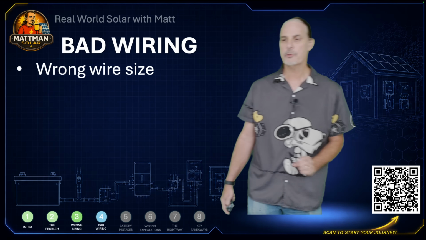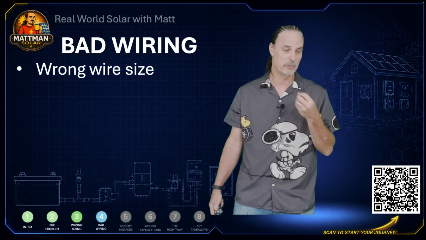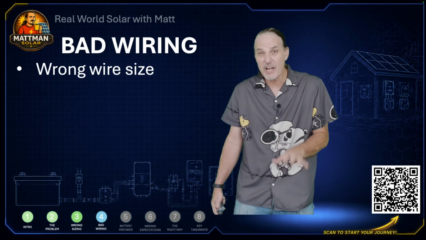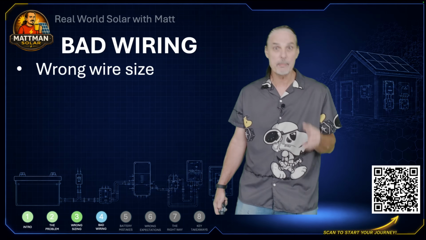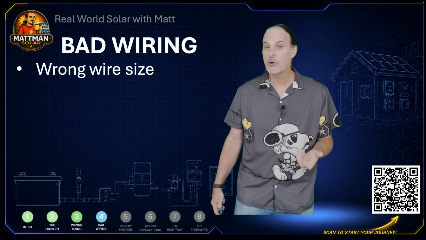So let's start off with the wrong wire size. The wrong wire size can lead to fires, it can lead to melting, it can lead to a lot of different problems. Voltage drop, causing your inverter to crank out more amps, and then causing all kinds of issues there.